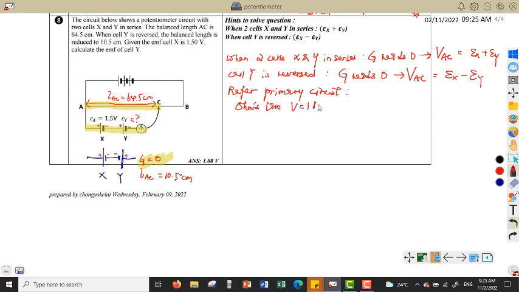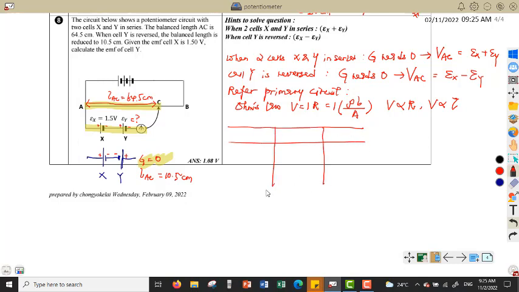V equal to IR, whereby the resistance can relate with the length of the wire, whereby our voltage is proportional to the resistance, or the voltage is proportional to the length of the wire. So I try to put the information in a table first, so that we won't be having any careless mistake when we write down the ratio equations.